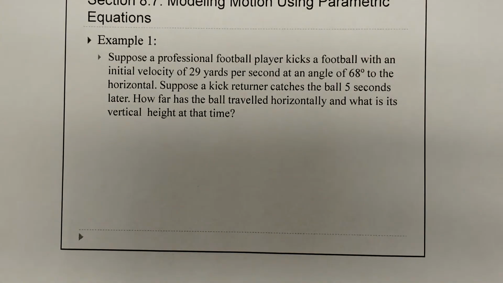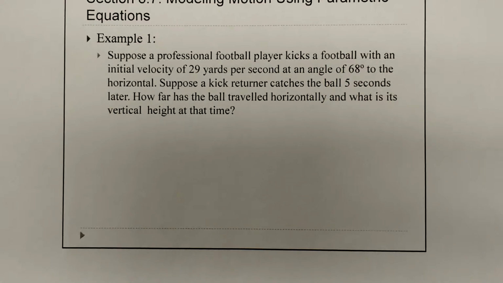So, example 1 here. Suppose a professional football player kicks a football with an initial velocity of 29 yards per second at an angle of 68 degrees to the horizontal. Suppose a kick returner catches the ball 5 seconds later. How far has the ball traveled horizontally? And what is its vertical height at that time?